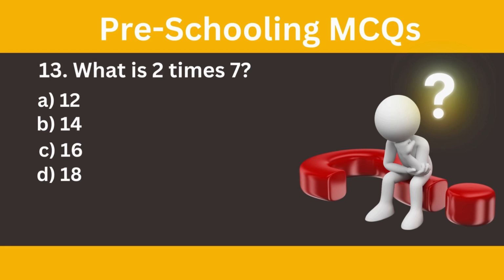13. What is 2 times 7? A. 12b, 14c, 16d, 18. B. 14.